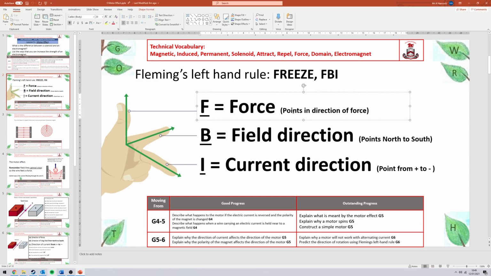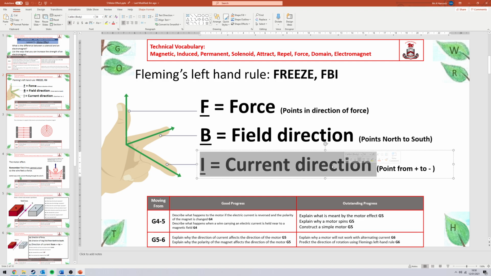If this was, say, a 6-mark question, describe Fleming's left-hand rule, you would need to say, hold each finger at mutual right angles to each other. Your thumb represents the force, that's a mark, and it will point in the direction of the force. Your first finger represents the field direction, that's the second mark, but again, you need to say it points from north to south, so it points in the direction of the arrows.